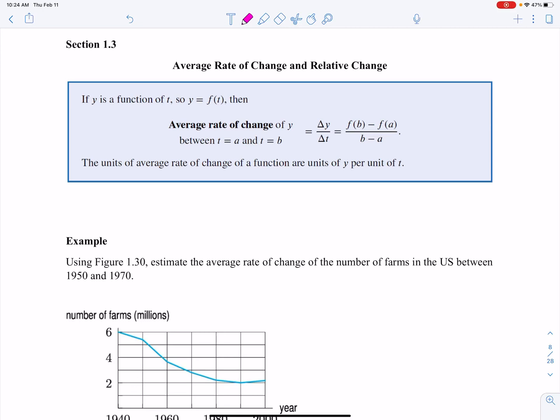Right, here's section 1.3, average rate of change and relative change. So two different things here that we're going to talk about in this lecture.